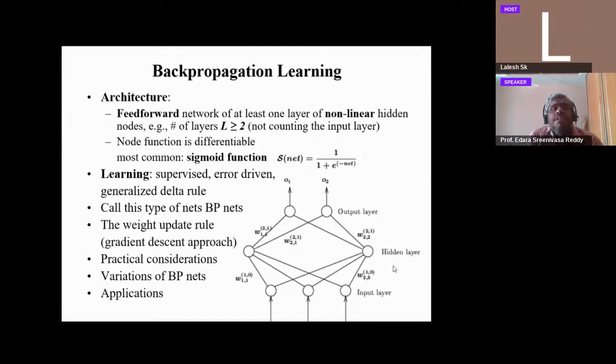So we take a feed-forward network of at least one layer of non-linear hidden nodes, number of layers L greater than or equal to 1, not counting the input layer. Normally, if it is not deep learning, if it is a general learning method, 1 or 2 hidden layers are sufficient. If it is deep learning, we will go for more than 2 hidden layers. The most common activation function here is the sigmoid function: S of net output is equal to 1 by 1 plus e to the power of minus net.